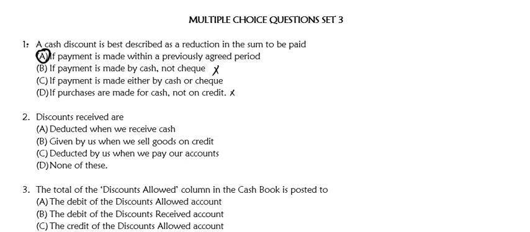So normally these cash discounts are offered if the buyer is paying within an agreed period of time. In fact, these cash discounts are always offered for the buyers to settle their accounts within the agreed period. So if you're paying promptly, then the supplier will offer what we call a cash discount. So it's a reduction in the sum to be paid, but that is only if the payment is made within a previously agreed period.